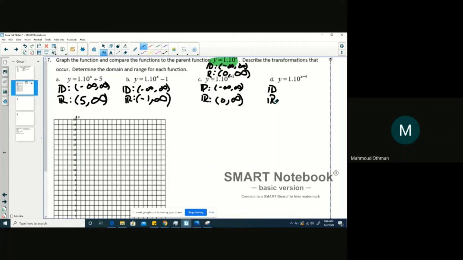The domain, the range. So the domain is all real numbers, so negative infinity to infinity. The range is not really impacted by the left to right shift. It goes from 0 to infinity.